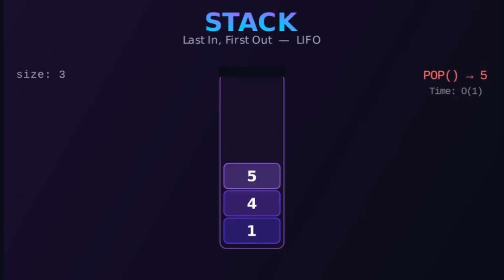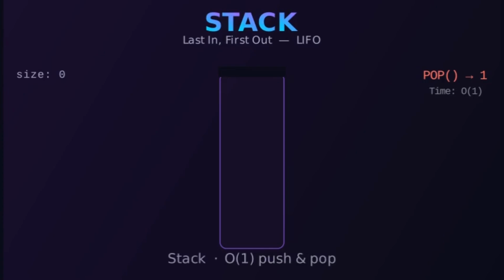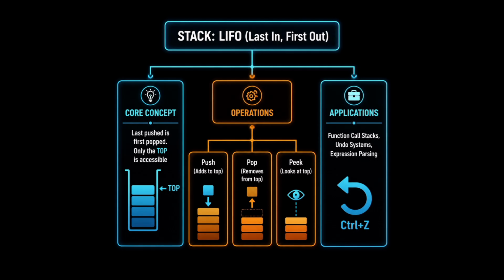There are three basic operations. Push adds an element to the top. Pop removes the top element. Peek returns the top element without removing it. Stacks are commonly used for the function call stack, undo systems, and expression parsing.